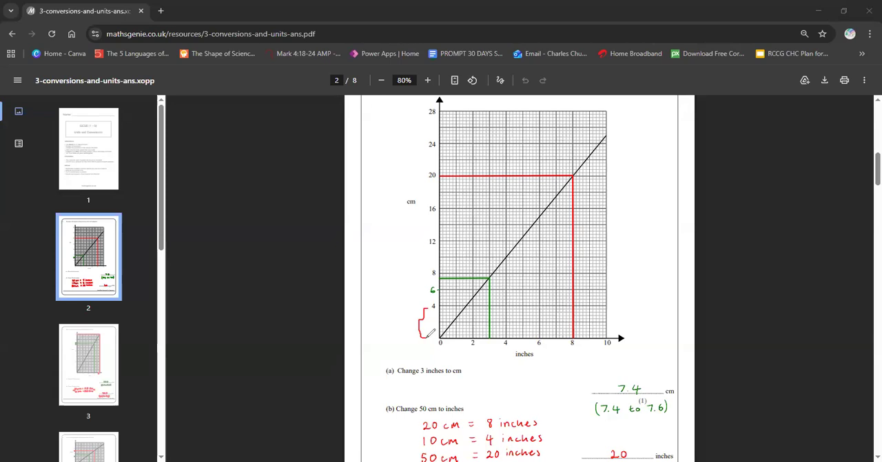That's the centimeter axis. So this conversion graph is converting centimeter to inches, and vice versa, inches to centimeter. So let's establish the scale. Can you figure out the scale? The same method I taught you back then. Look at the scale. Between 0 and 4, how many small squares do we have?